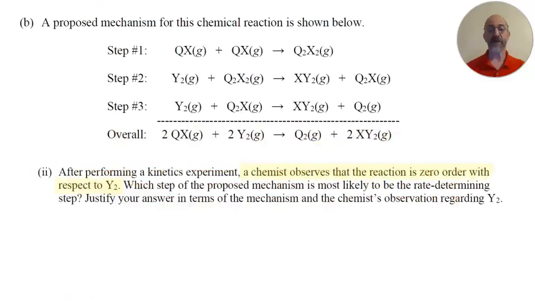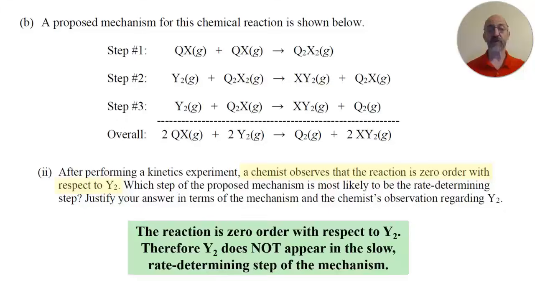So it's that slow rate determining step that we use when we write the rate law, and nothing after the slow step. So now a chemist observes that this reaction is zero order with respect to Y2. That means Y2 does not appear in the slow rate determining step of the mechanism. I can see Y2 as a reactant in step 2 and step 3. So by default, if step 2 and step 3 cannot be the slow rate determining step, then step 1 of this mechanism must be the slow step.